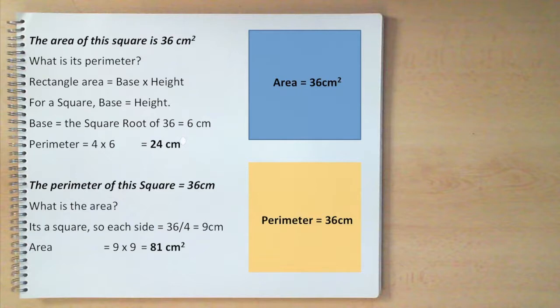So there you go. With a square, very simple. You know that both sides are the same. You can use that to work out either the perimeter or the area back from the other value.